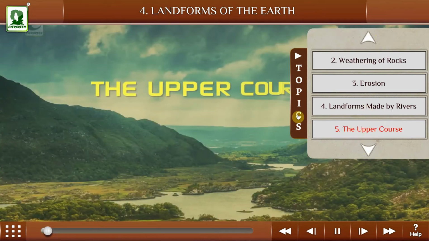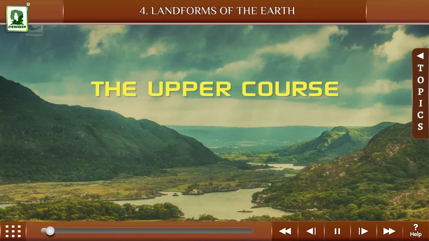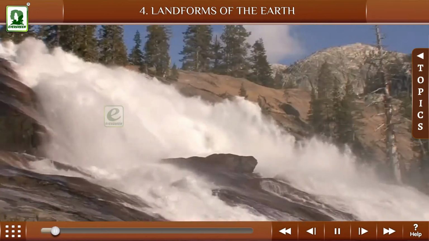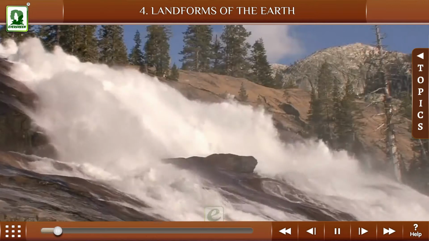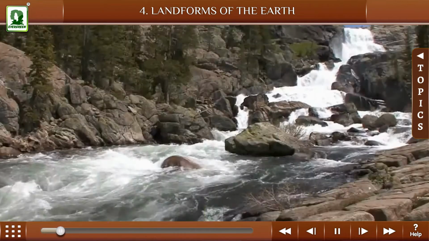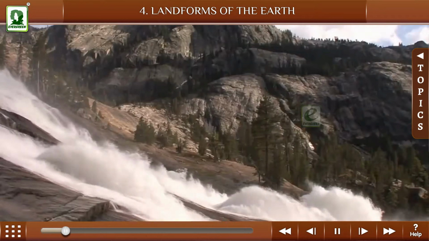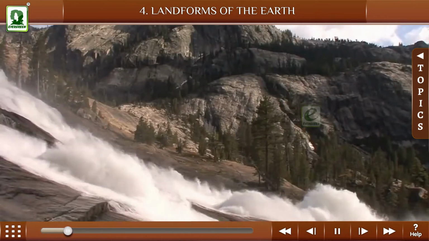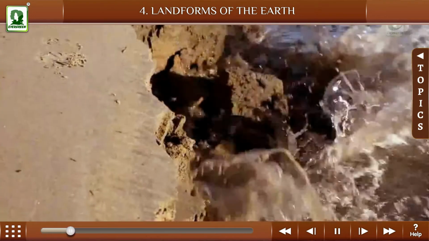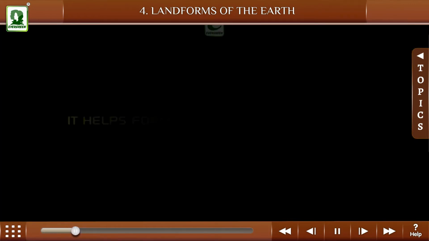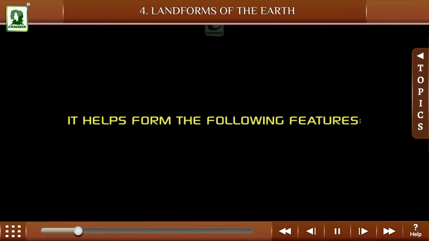The upper course. The upper course refers to the path of the river as it flows down the mountains. At this stage the river is young, narrow, steep, and full of energy. The main work of the river in the upper course are erosion and transportation. It helps form the following features.